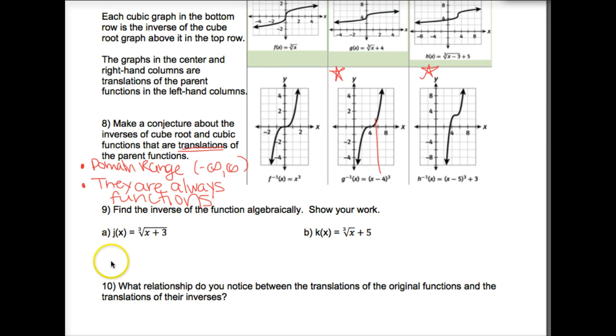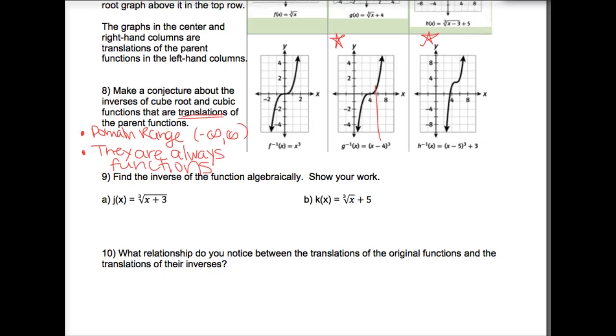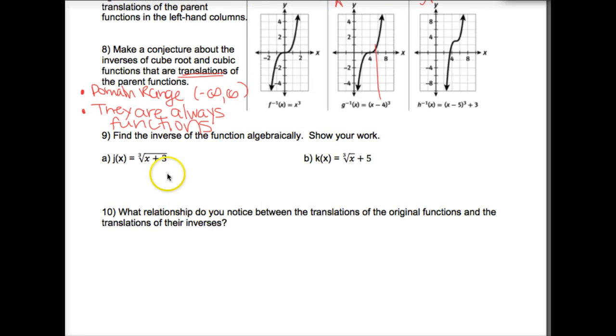So number 9 wants you to continue practicing finding the inverse of the function algebraically, using our steps here. On this one, because there's 2 of them, you might want to take a minute and pause the recording long enough to get 9A and 9B done. When you're finished with them, go ahead and unpause it so you can check your answer.